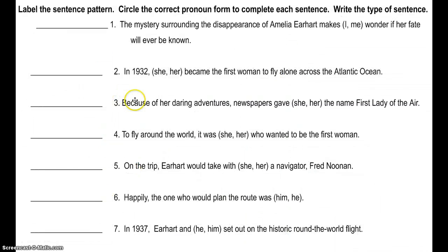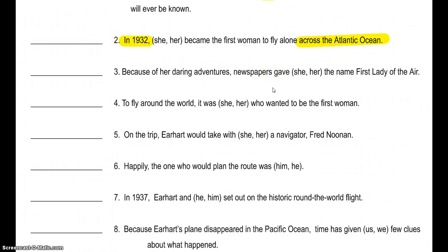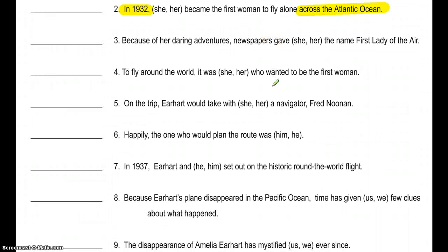The bottom half of that page, I'm going to go through a little bit more quickly just to give you the answer. The mystery surrounding the disappearance. I'm going to go through just like I did on that other page and get rid of my prepositional phrases. Of Amelia Earhart in 1932 across the Atlantic Ocean. I see "to," but I know that to is with a verb there, because fly is talking about the action of flying. Because of is a preposition, so because of her daring adventures of the air. To fly, again, is an infinitive, I'll do that in a second.